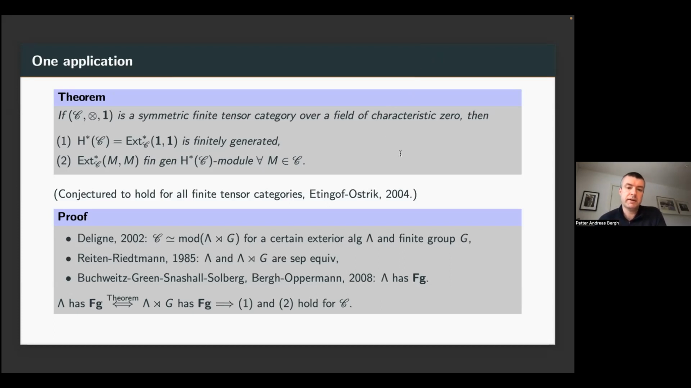For the proof, it's just a combination of known facts. There's a famous theorem by Deligne saying that such a symmetric finite tensor category over an algebraically closed field of characteristic 0 is equivalent to the module category of a certain Hopf algebra. And this Hopf algebra is a skew group algebra for a certain group G acting on an exterior algebra. Then a result from 1985 by Reiten and Riedtmann shows that the exterior algebra Lambda and the skew group algebra are separably equivalent. And then a result from 2008 by several authors shows that every exterior algebra has FG. So we can use all this to transfer FG to such symmetric finite tensor categories.